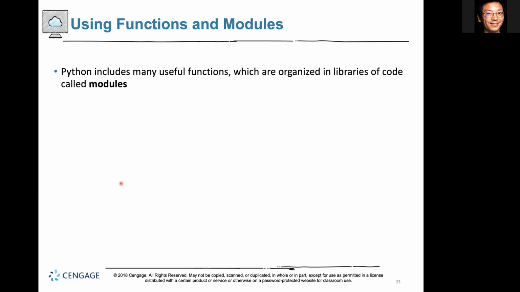And one of the strengths of Python is it's got a huge standard library with many modules. So the useful functions and classes, sort of units of code, are organized in libraries. Those libraries are called modules.